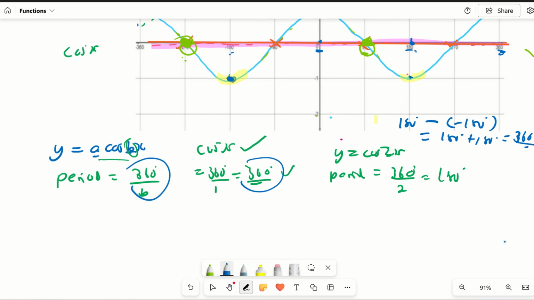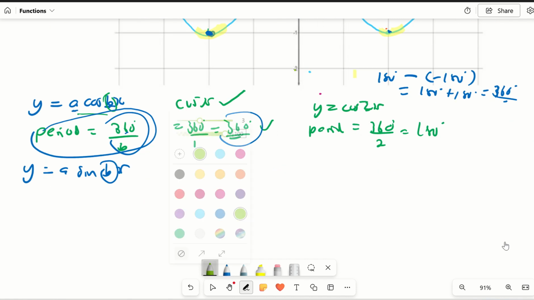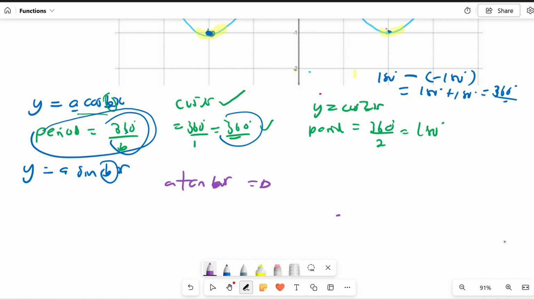This formula applies for cos and sine. The period of cos and sine is 360 divided by the number in front of x. However, the period for a tan function is 180 degrees over b, the number in front of x. The difference is that for tan we have 180, for cos and sine we have 360. Please do not forget that.